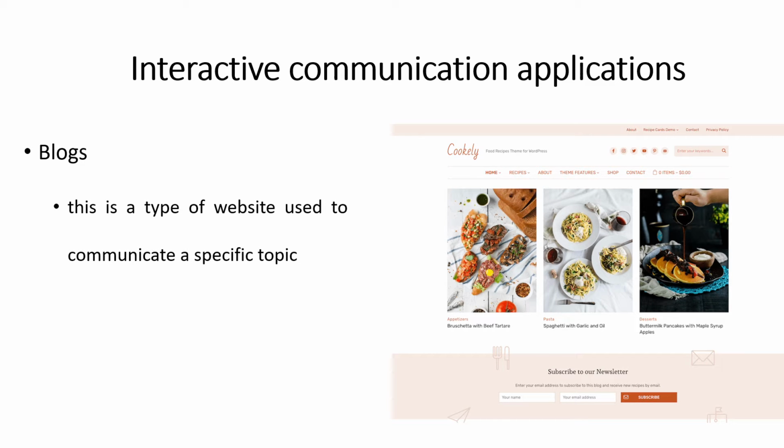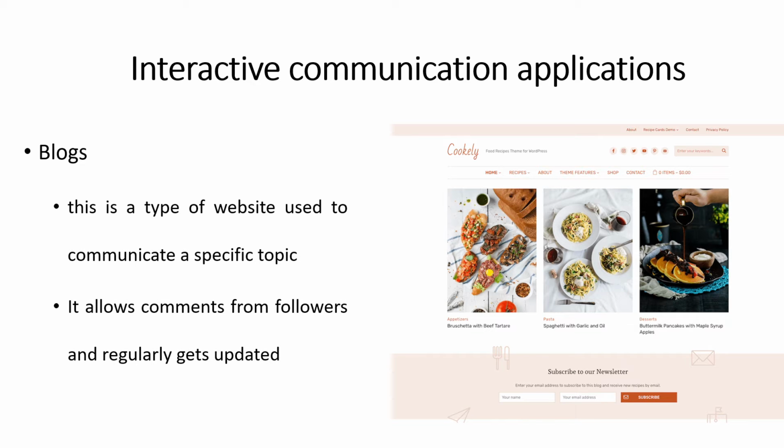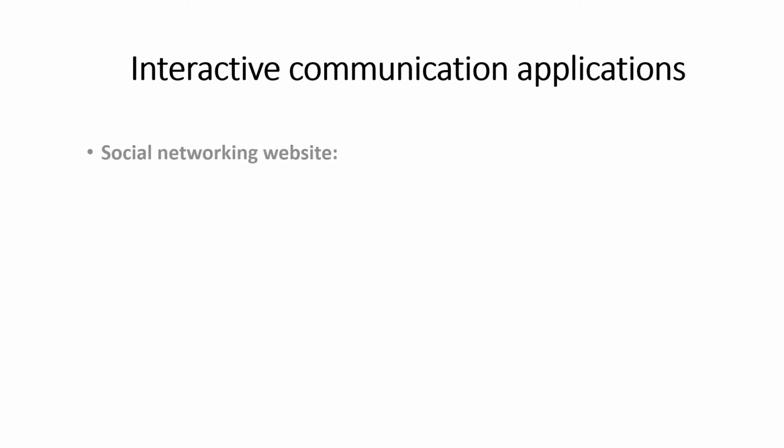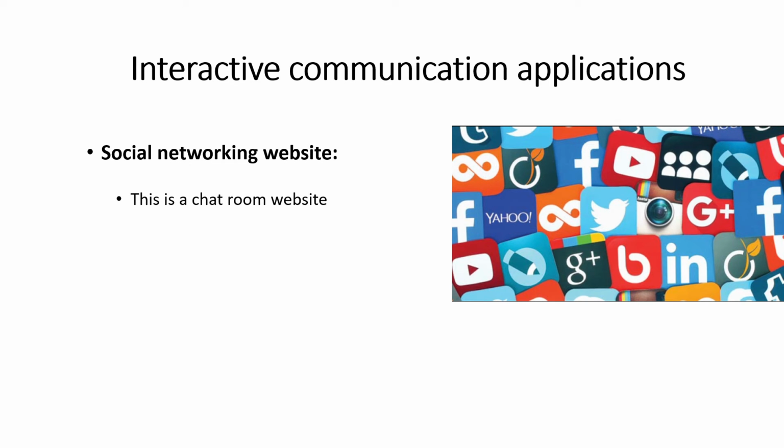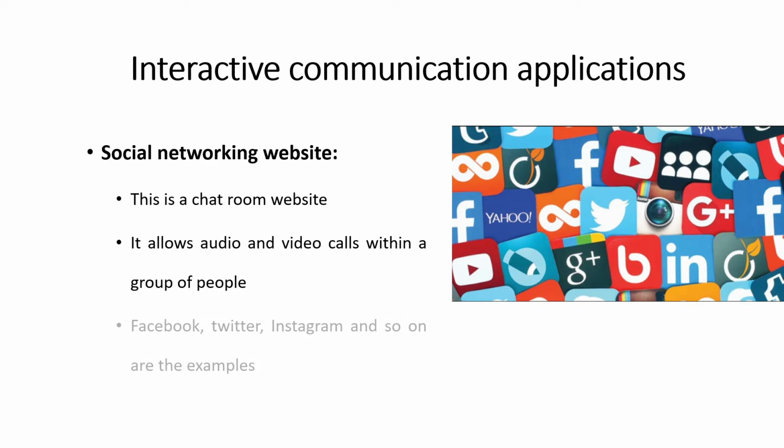Examples of interactive communication applications: there are blogs. A blog is a type of website used to communicate about a specific topic, and it allows comments from followers and regularly gets updated. Another one is social networking websites. This is a chat room website. It allows audio and video calls within a group of people. Facebook, Twitter, and Instagram, and so on, are the examples.